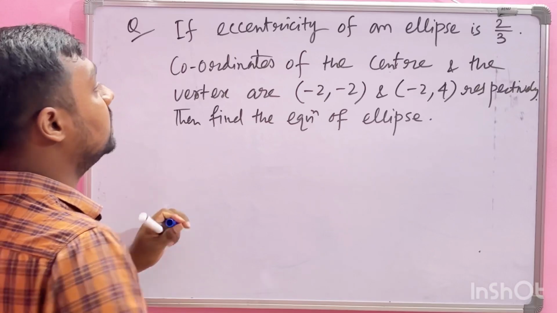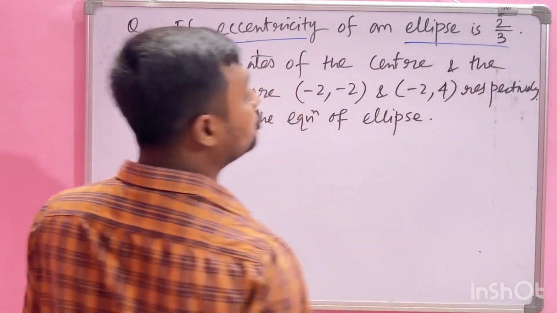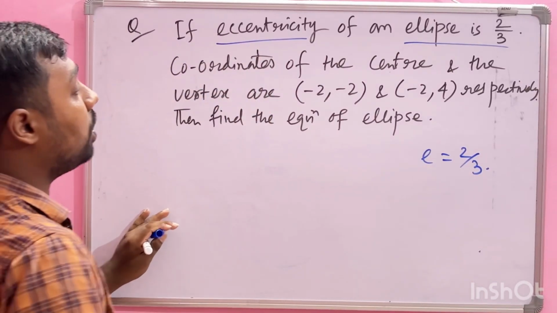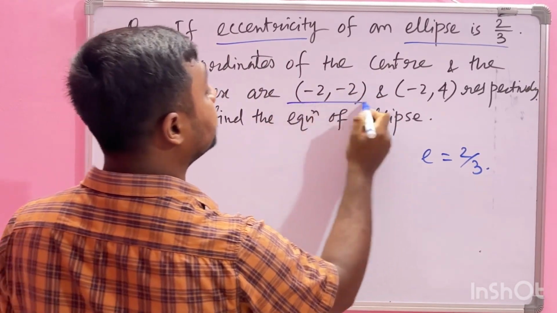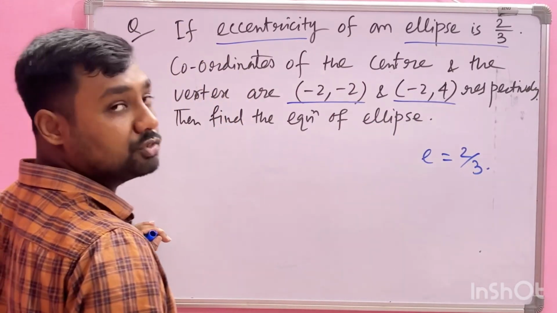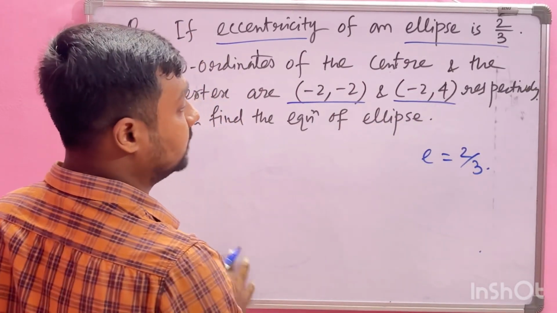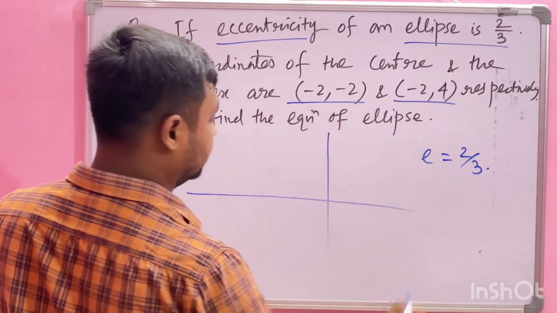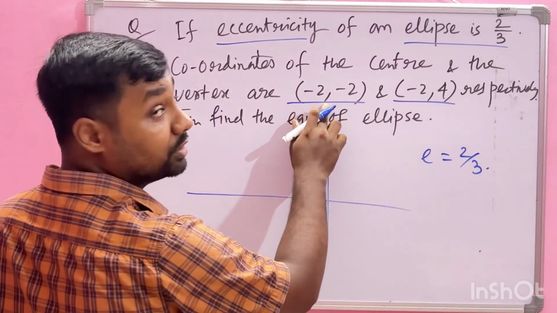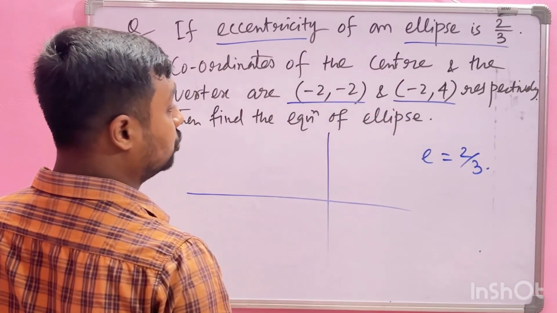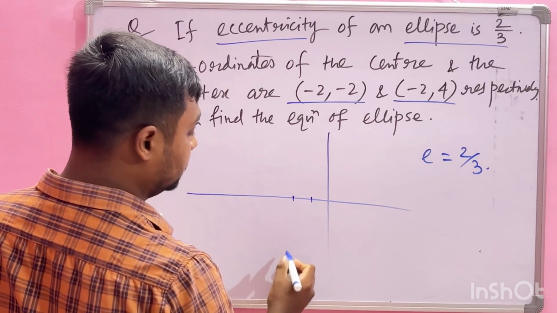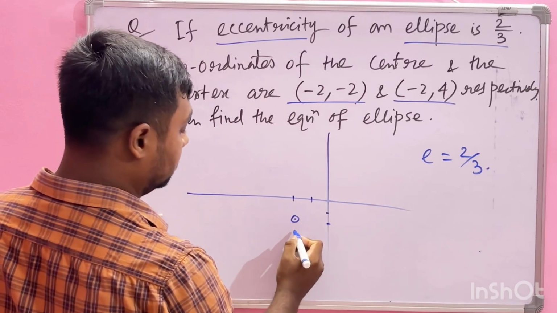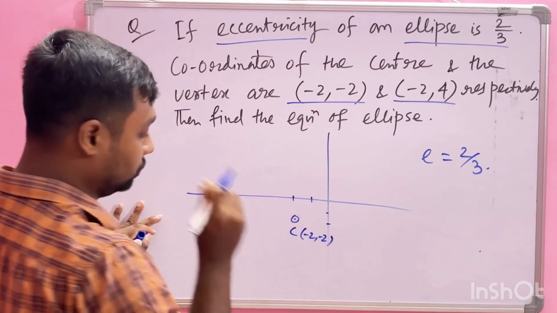The question says the eccentricity of the ellipse is 2/3. So eccentricity e equal to 2/3 is given. The coordinates of the center and the vertex are given as (-2, -2) and (-2, 4) respectively. So let's try to draw the ellipse. Suppose this is the coordinate axis. First plot these two points, (-2, -2) and (-2, 4). So minus 2, minus 2 is here. This is the center.